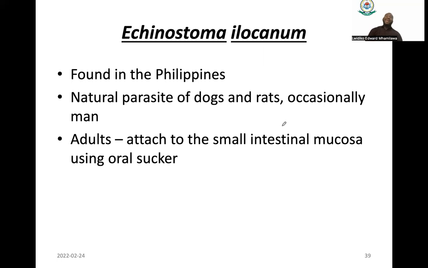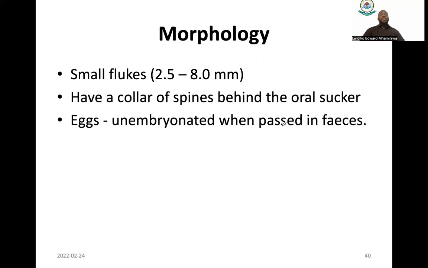Now, another one is Echinostoma ilocanum, which is found in the Philippines, and is a natural parasite of dogs and rats, and occasionally man. In adults, it attaches to the small intestinal mucosa using an oral sucker. And the morphology: these are small flukes, as you've seen, 2 to 8 millimeters. They are visible to the naked eye, and under the microscope they look much bigger.